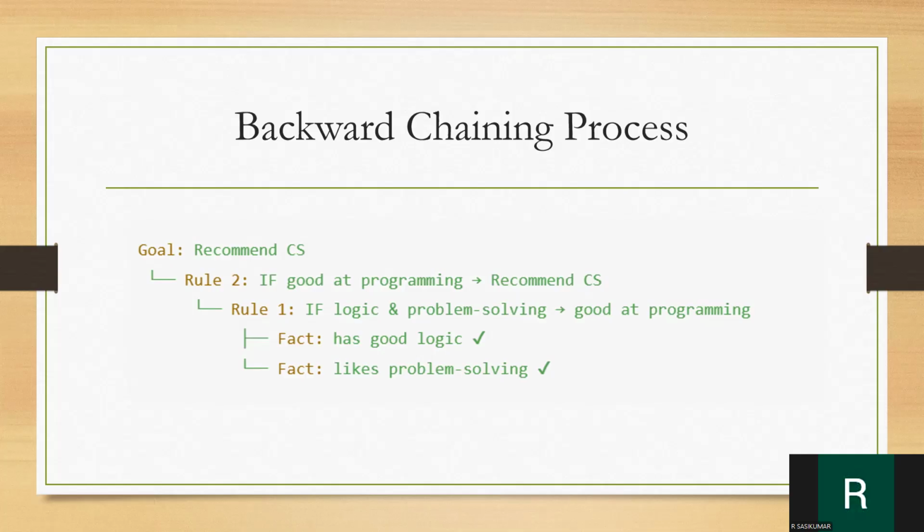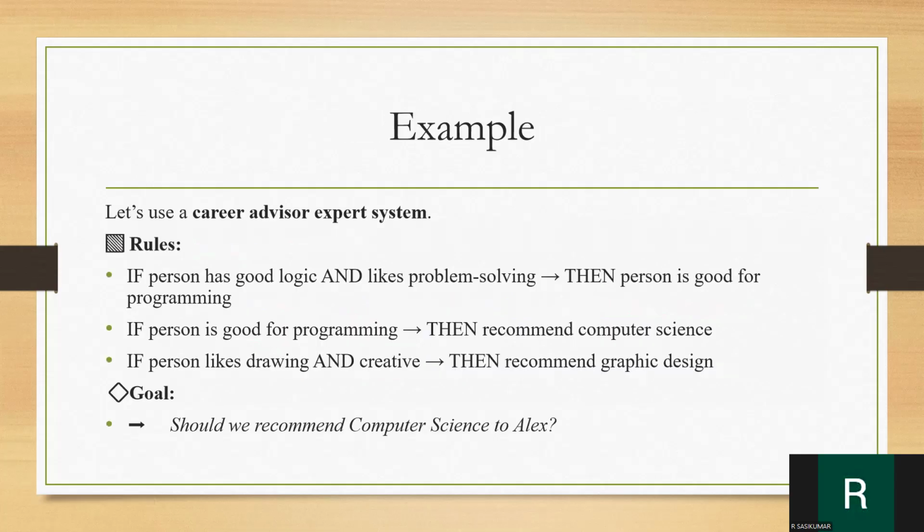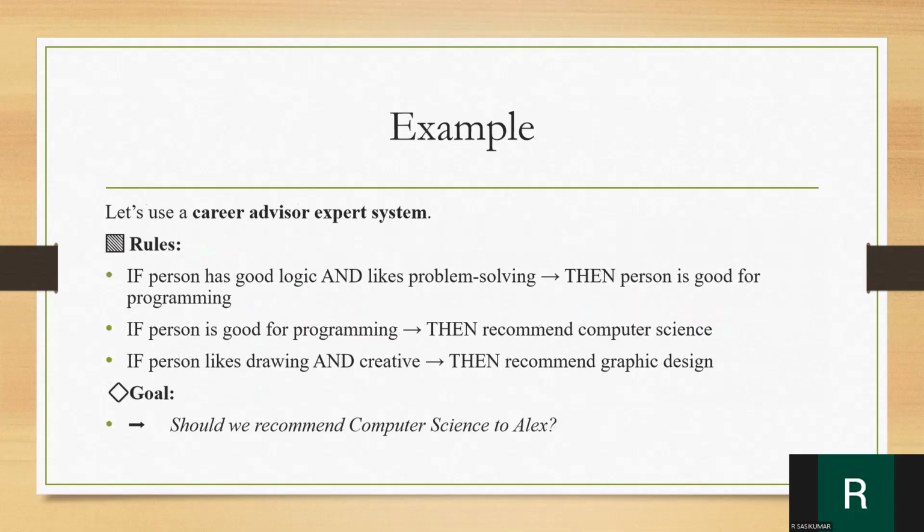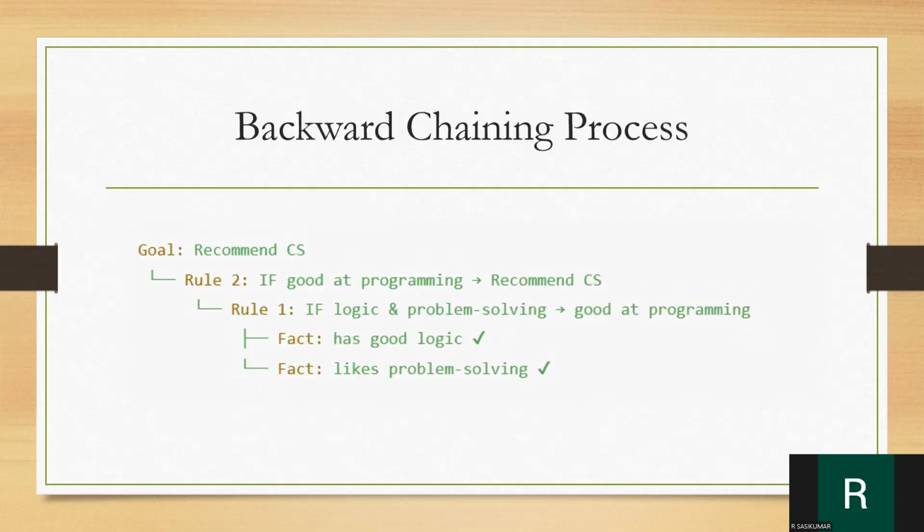So this is the concept of backward chaining. I hope you understand this concept. I repeat once again, briefly: in backward chaining there are three components. The first component starts from the goal state. The second one is a rule. Then with the help of a rule, find out the known fact. This is the concept of backward chaining. The example is: should we recommend computer science to Alex? So we have to apply the rules. If all the rules are satisfied, then easily we can identify the known fact.